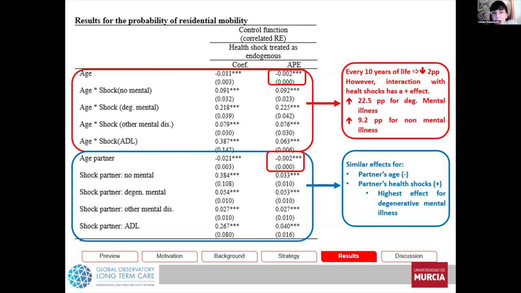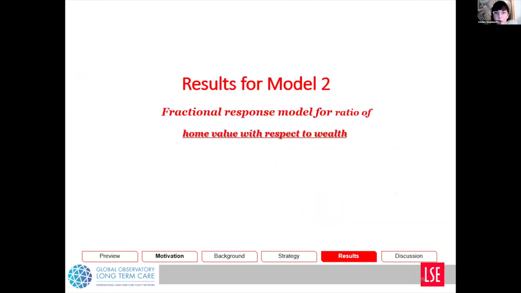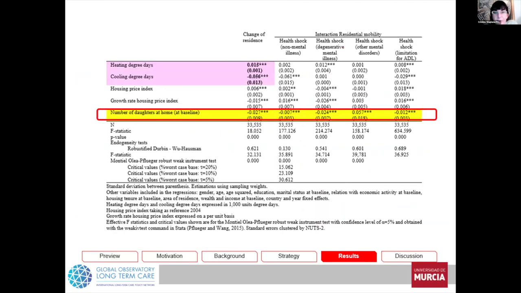And similar results, so negative for the age of the partner, but you are going to appreciate that the effect of suffering a health shock has a positive effect, that the interaction of the shock with home adaptations, in this case, the shock is suffered by the partner, has a negative effect, and the interaction of the age of the partner and the health shock has a positive effect. So this corroborates that there is no difference in the case of couples, people living together.